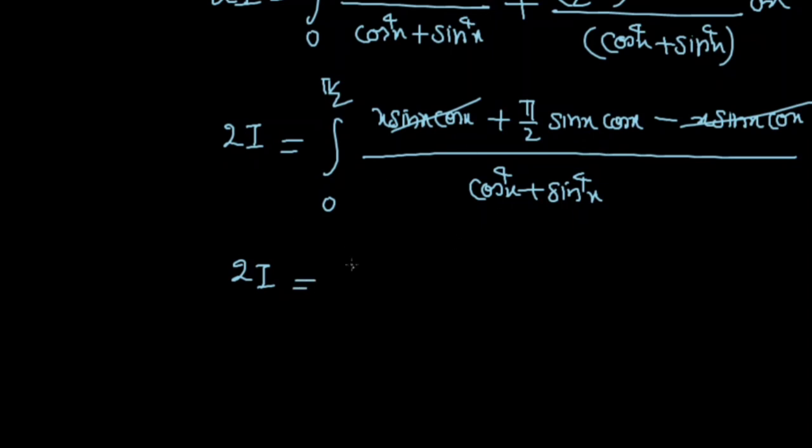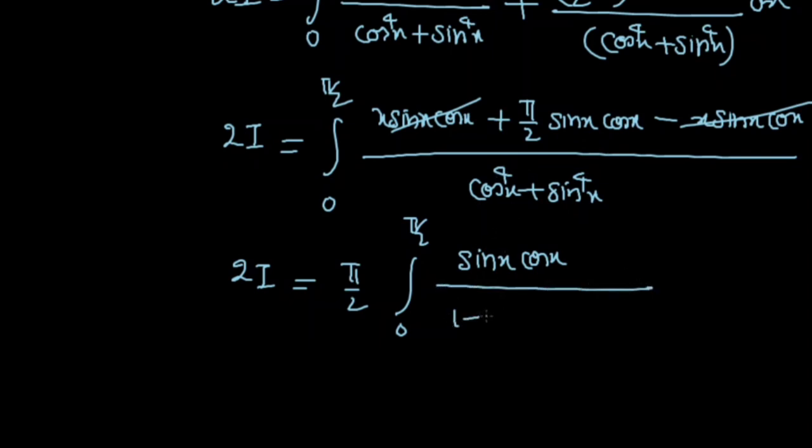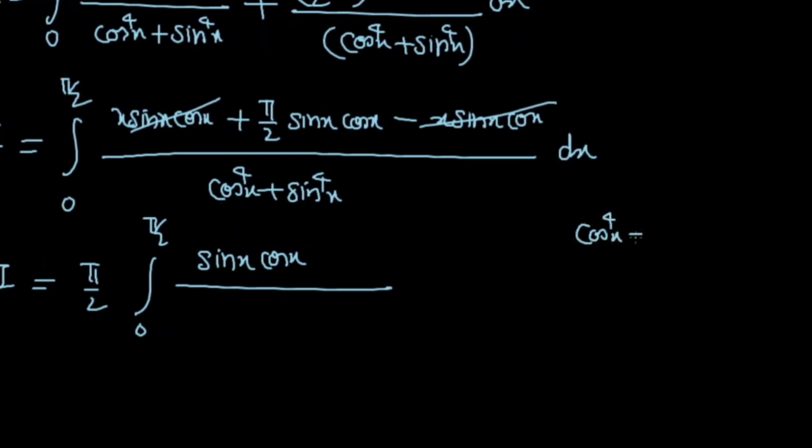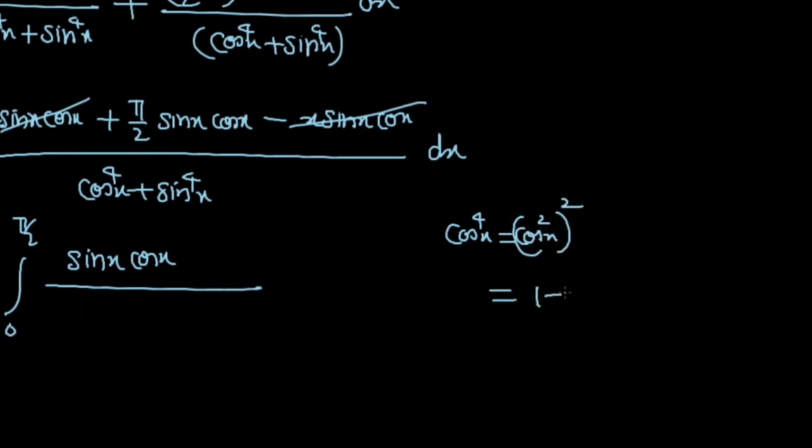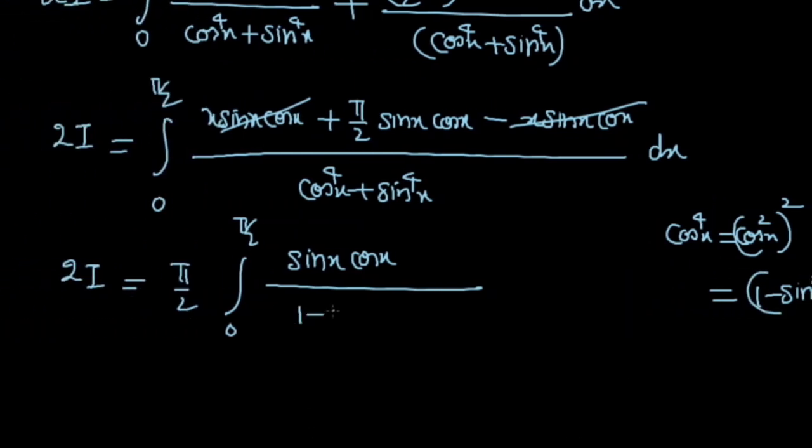Pi by 2 is outside. So here 2I is equal to pi by 2 times the integration from 0 to pi by 2 of sin x cos x divided by cos to the power of 4 x plus sine to the power of 4 x. First of all, I am writing cos to the power of 4 x as cos square x whole square. From here cos square x is 1 minus sin square x, so cos to the power of 4 is 1 minus sin square x whole square, plus in the place of sin to the power of 4 I am writing sin square x whole to the power of 2, dx.